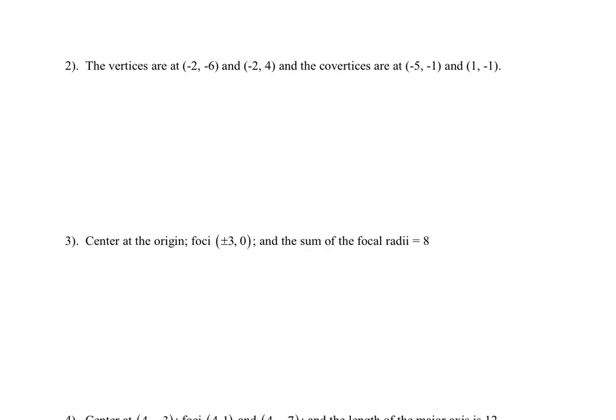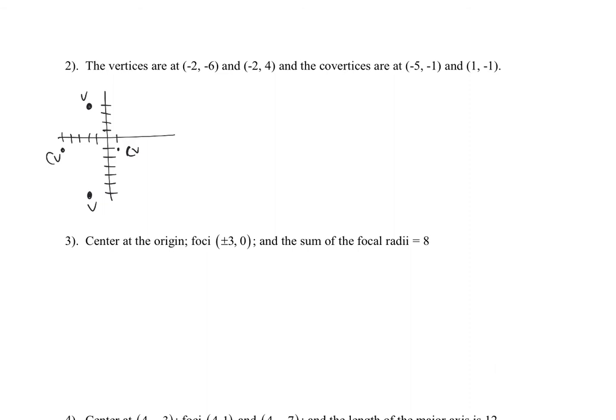Taking a look at our second example here, again, I'm going to draw some pictures to help. Negative 2, negative 6, negative 2, 4. Those are my vertices. And then my covertices, negative 5, negative 1, and 1, negative 1. So what I don't have here first is my center. So I'm going to go halfway between my vertices and my covertices.